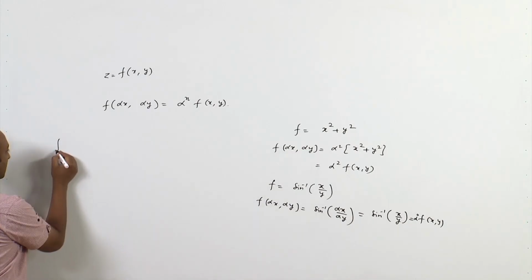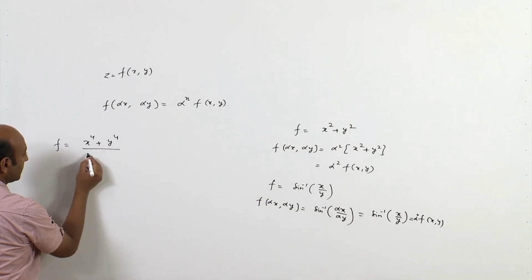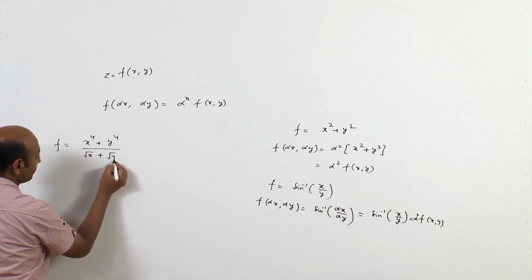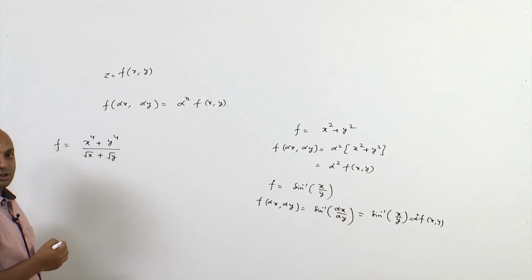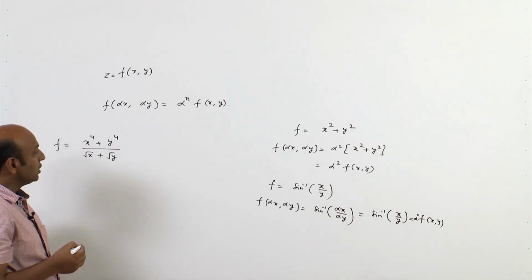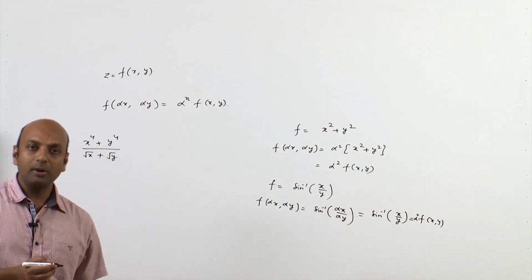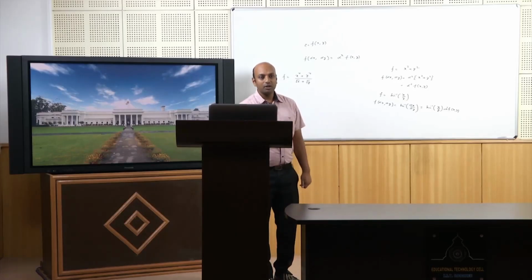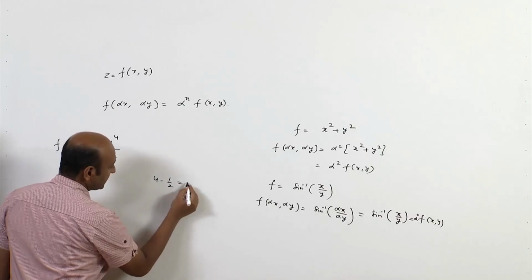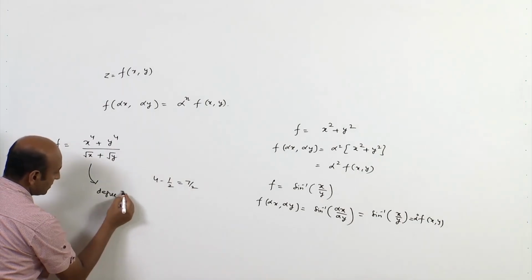Say you have this function x raised to power 4 plus y raised to power 4 upon under root x plus under root y. Now this is also a homogeneous function because if you replace x by alpha x and y by alpha y, from the numerator you will get alpha raised to power 4 and from the denominator you get alpha raised to power half. So it is 4 minus half, that is 7 by 2. So this is a homogeneous function of degree 7 by 2.